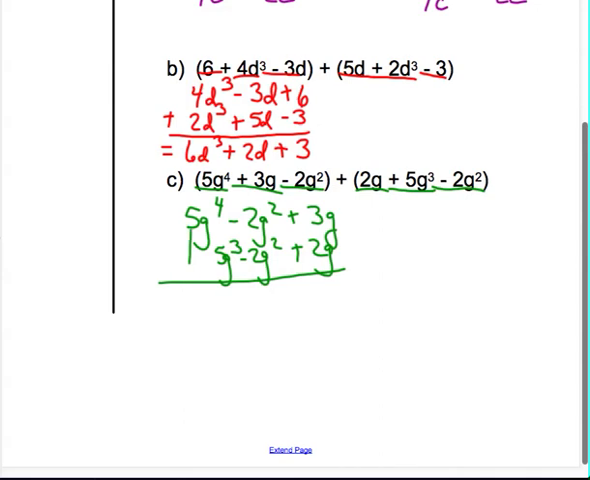So when I add these, my 5g to the 4th has no like term, neither does my 5g cubed. So I just kind of drop those down. There's no adding to do with those. The next piece, when I'm looking at this, is I will be careful about my adding. A negative 2g plus negative 2g. Remember, I'm adding these two polynomials together. You're digging yourself further in debt, so it is a minus 4g squared.